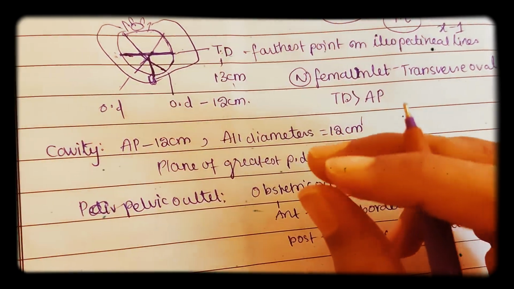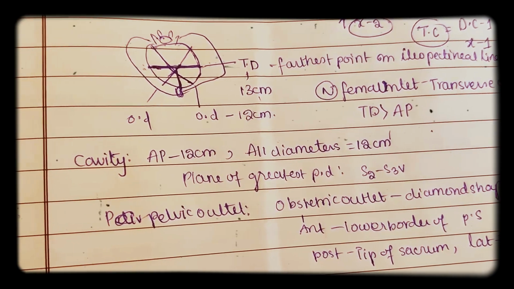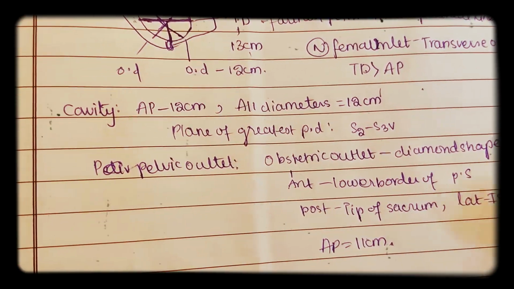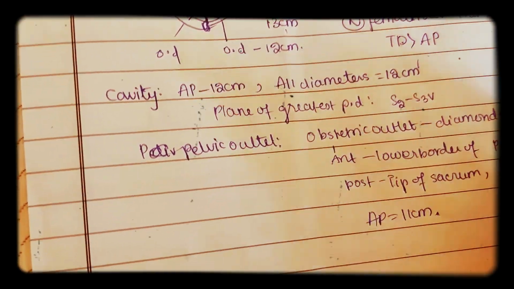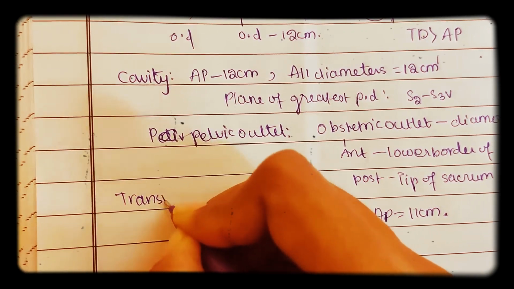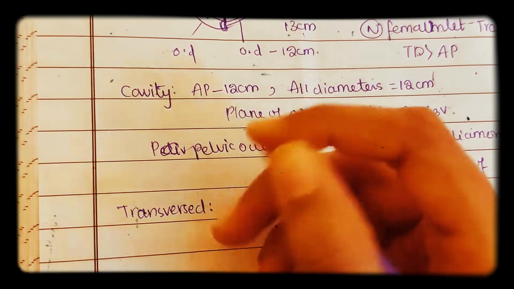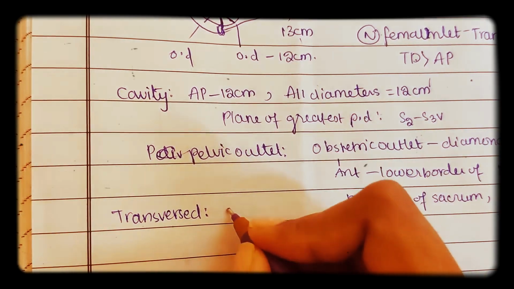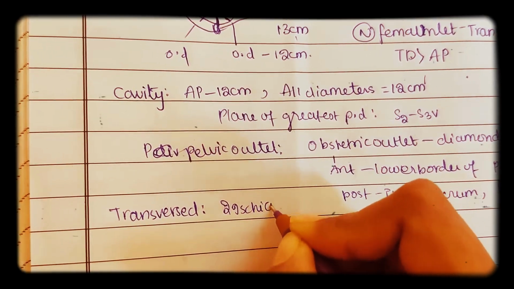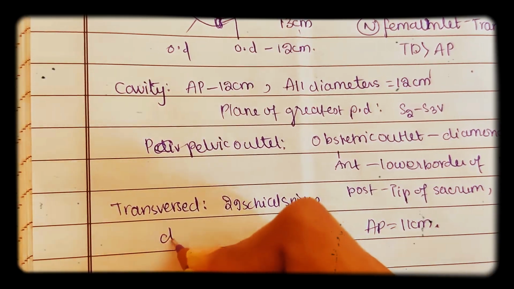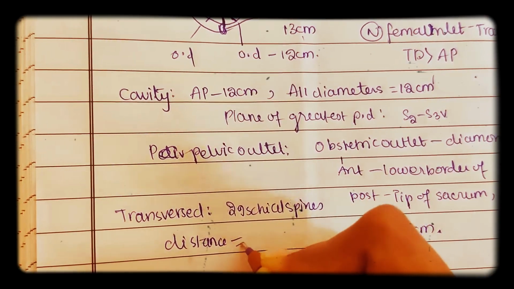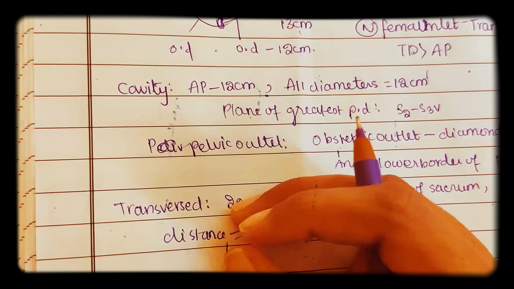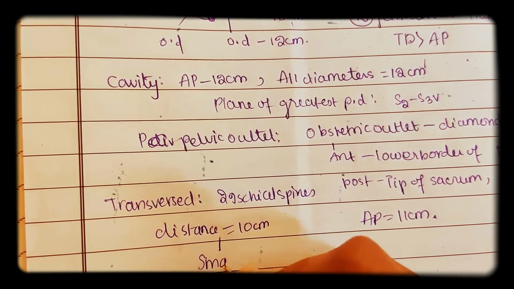The AP diameter of this pelvic outlet is equal to 11 centimeters. So all these diameters we need to remember. Now coming to the transverse diameter. The transverse diameter of the pelvic outlet, especially the obstetric outlet, is the distance between the two ischial spines, and that is equal to 10 centimeters. This is also called the interischial diameter and the bispinous diameter. Overall, it is the smallest diameter of the pelvis.